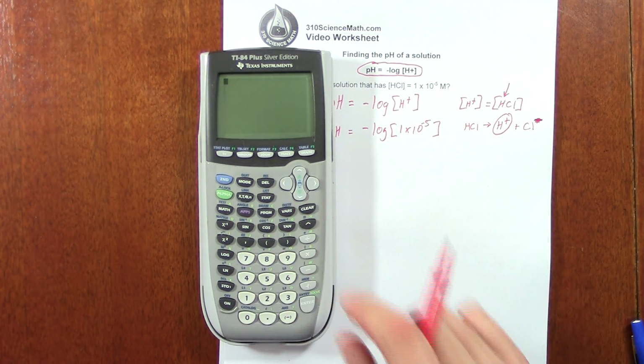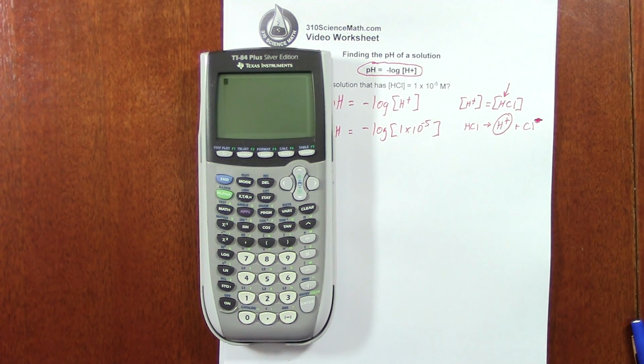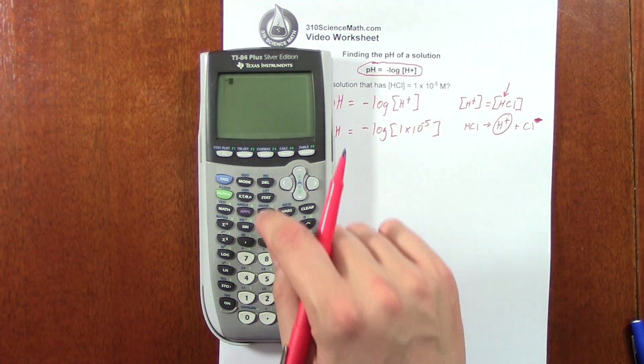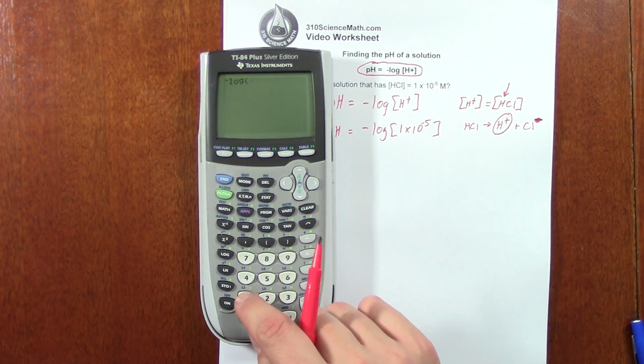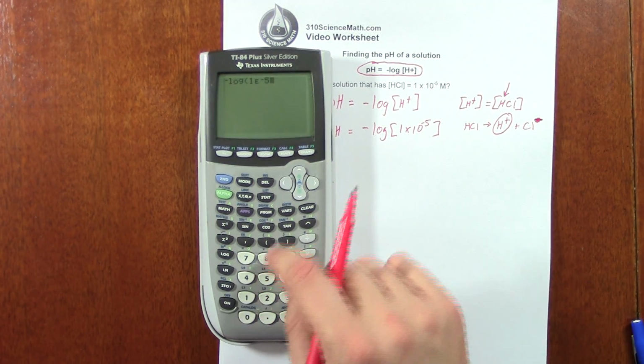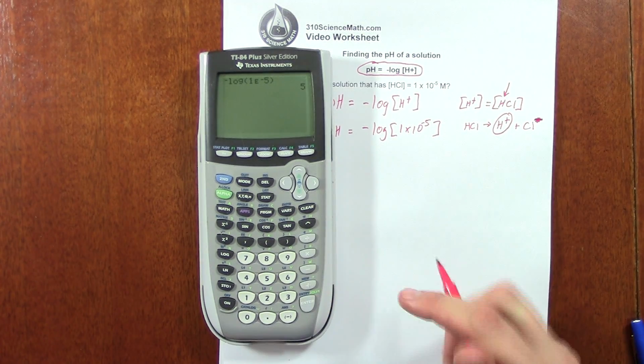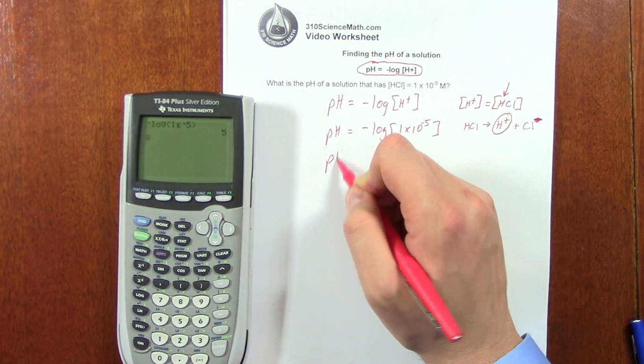Wow, I really messed this up. Well, this is just a demo video. So let's see. Negative log of the concentration, 1. And bam. So here you'd get a pH of 5.